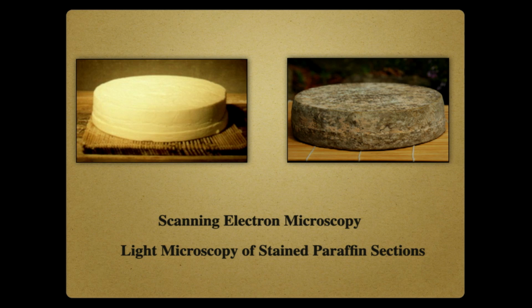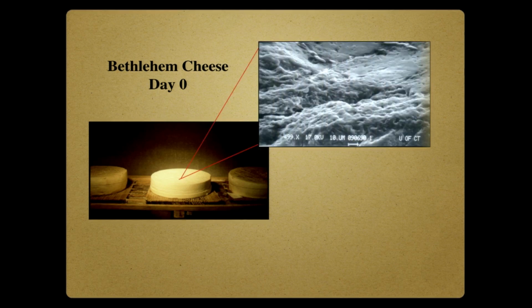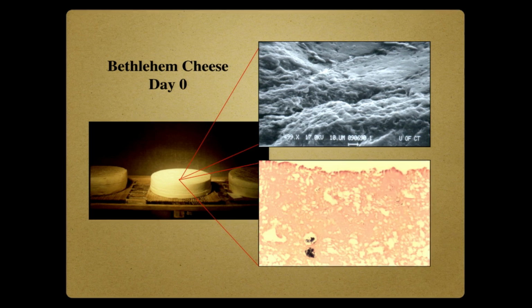So what we have here is the techniques that we used. That's the Bethlehem cheese on the left, that young one, and then the aged one. So here is Bethlehem cheese at day 0. Under the electron microscope, this is what it looks like. It sort of looks like the surface of the moon. It's smooth. And that's what it looks like under the light microscope. So that's the surface of the cheese. The arrows are showing you there's nothing growing on the surface. What we see are isolated pockets of lactic acid bacteria within the curd.